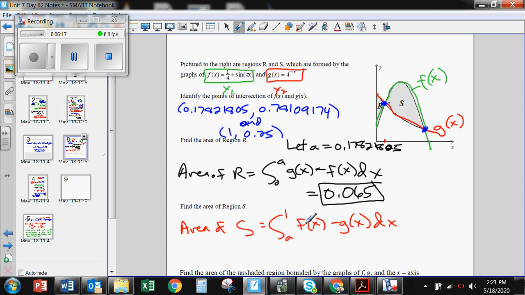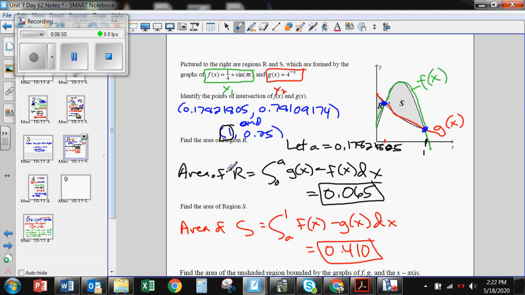So hopefully you can do that. And again, you can do it on the home screen. I think that's probably the easiest for these. And then from here, it's now the integral from a to 1, so the same point, the x value, which is 0.17821.805, all the way over to 1, y1, because that was the x coordinate over here. So that one was a little bit easier. And now the green function, or f of x, is on top, so it's f of x minus g of x. And our answer to 3 decimal places is 0.410.